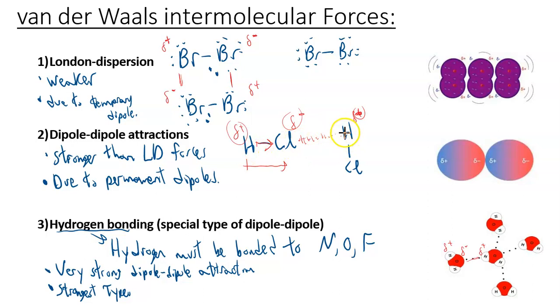And you're saying, well, there's hydrogen here, but the hydrogen's bonded to a chlorine. That's still going to be relatively strong, but the intermolecular force is significantly stronger when that hydrogen is bonded to a nitrogen, an oxygen, or a fluorine. All right, so that's an introduction of our three types of intermolecular forces for neutral molecules, van der Waals forces.